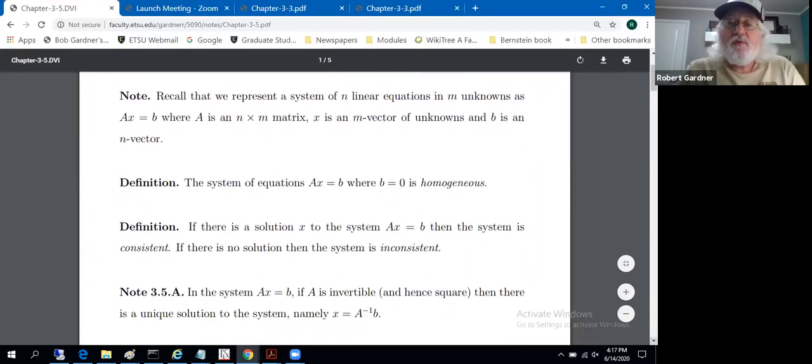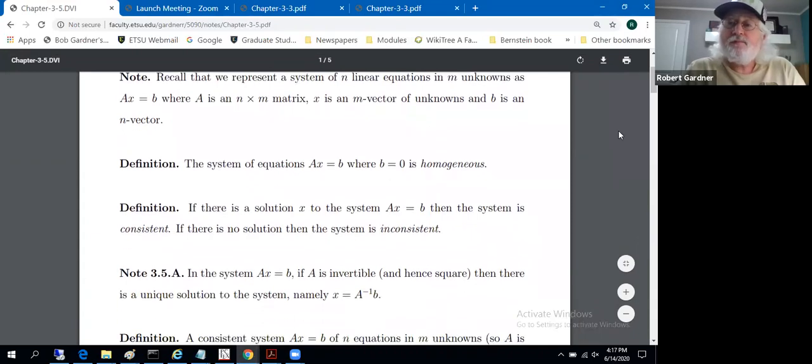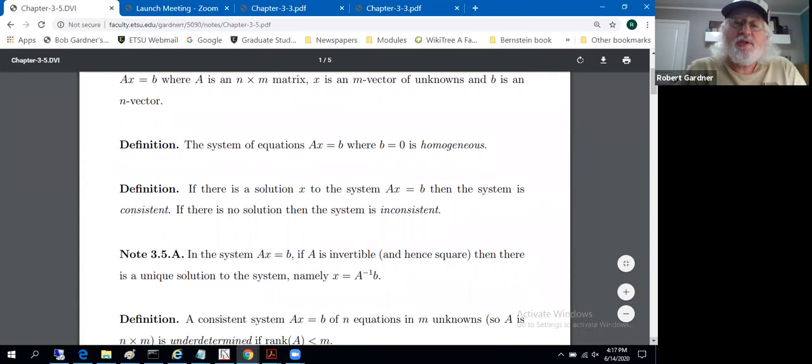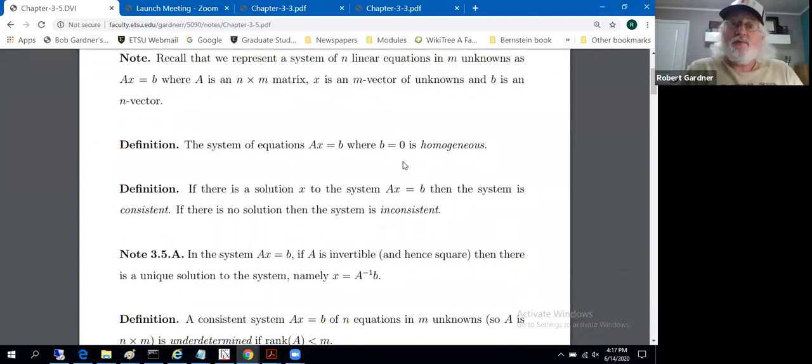First, some familiar vocabulary. A system of equations, Ax equals b, is said to be a homogeneous system if the b vector is the zero vector. So all those equations in the system of equations are set equal to 0, a homogeneous system of equations.